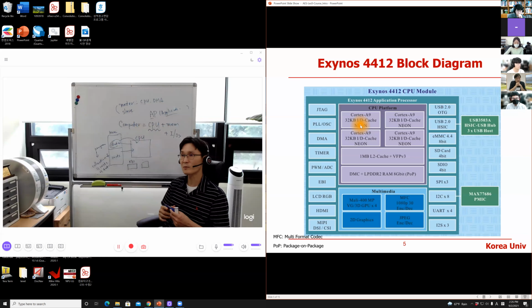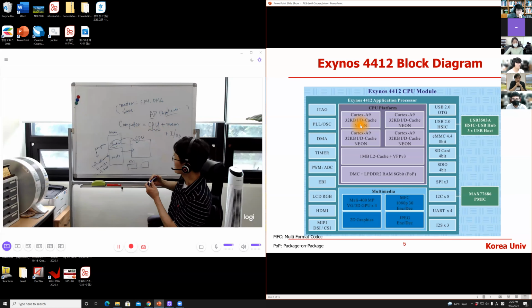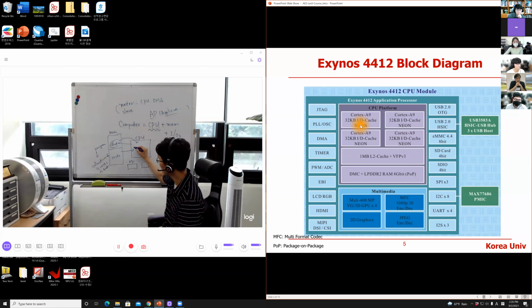What do you mean by transaction? Read transaction, write transaction. For example, CPU is initiating some transaction: okay, I want to read some data. Memory is simply responding to the request, right? So memory is a slave.